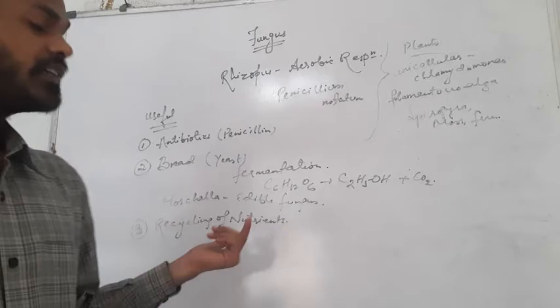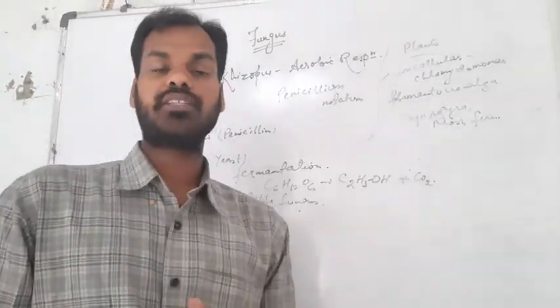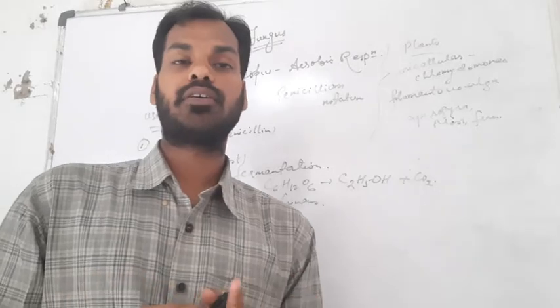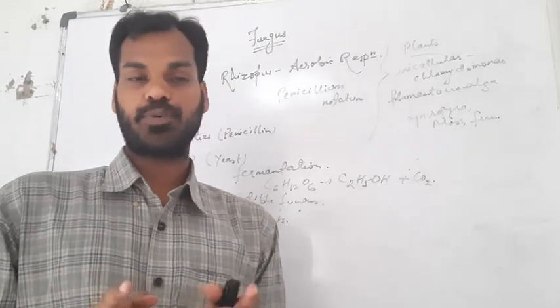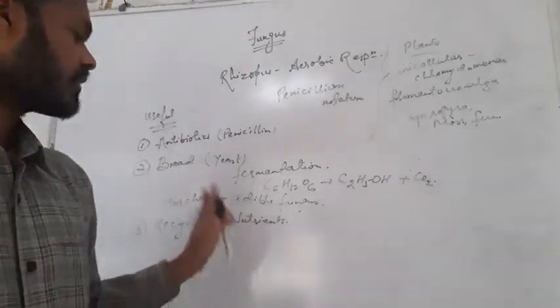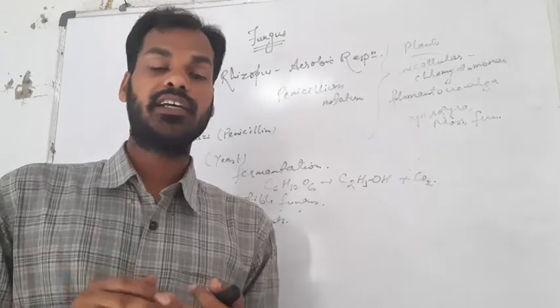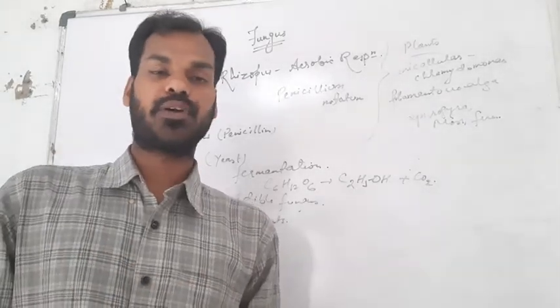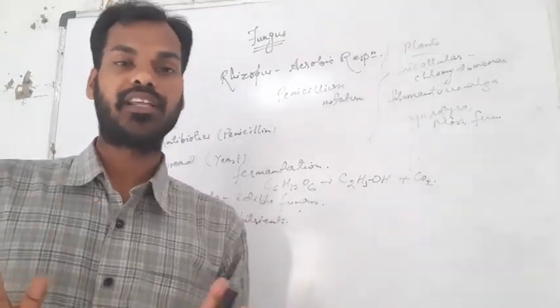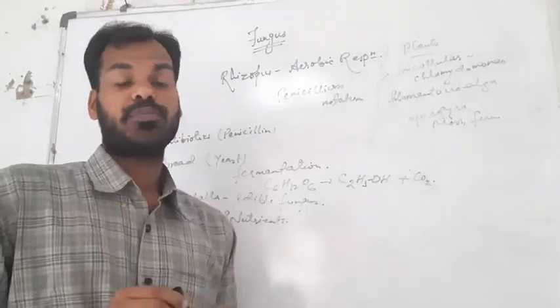Then nutrient recycling. Since fungus is saprotrophic in nature, it is totally dependent on rotten food materials. Sapros means rotten and troph means nutrition. So it is recycling the nutrients also. Once organisms are dead, fungi take the nutrients from inside their bodies and distribute them in the atmosphere. Now coming to some harmful effects.